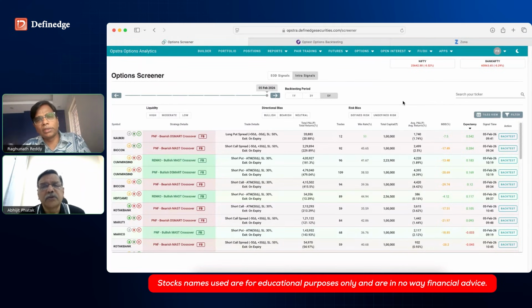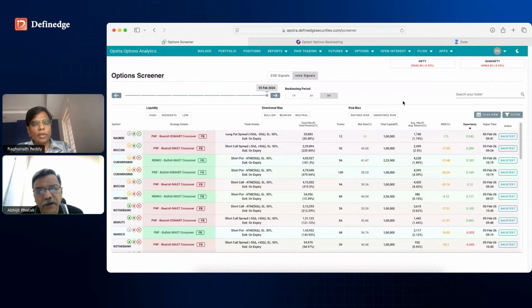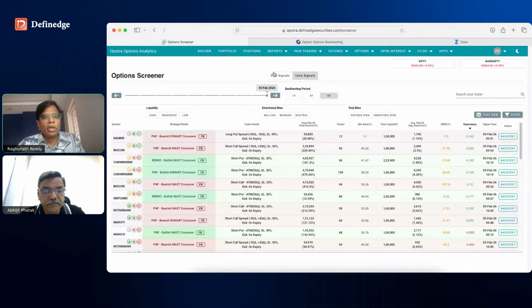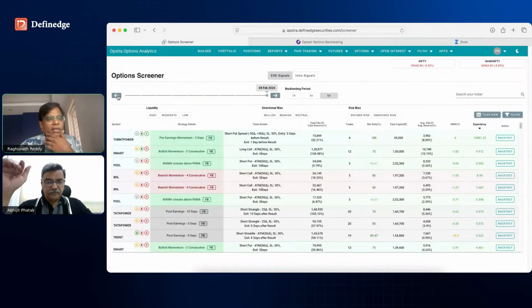Crude oil, natural gas, gold and silver are not so liquid, but people still trade them. Yes, that can be done. Here in intra signals, it will also tell you at what time point the signal was generated. So like that you can do. And for example, you can go back and check what happened.